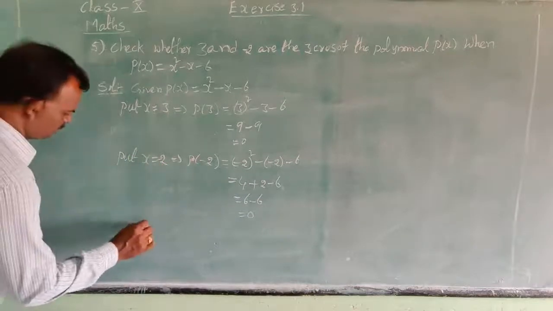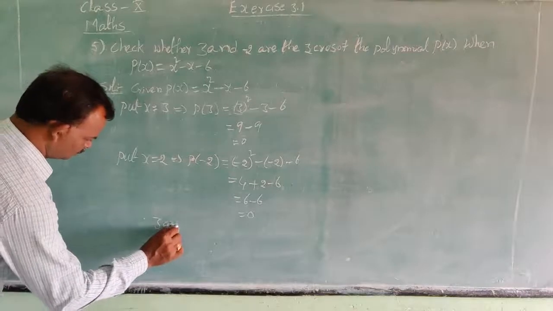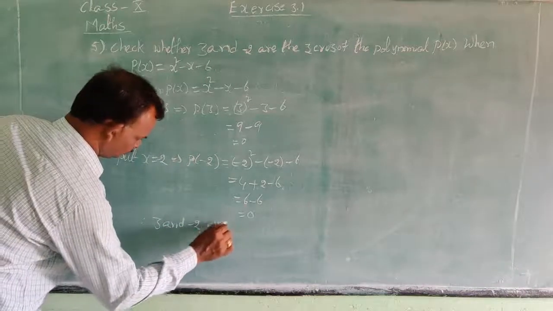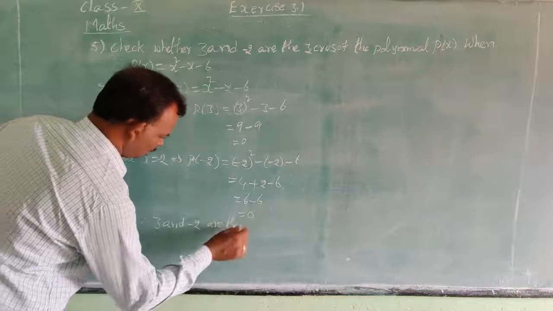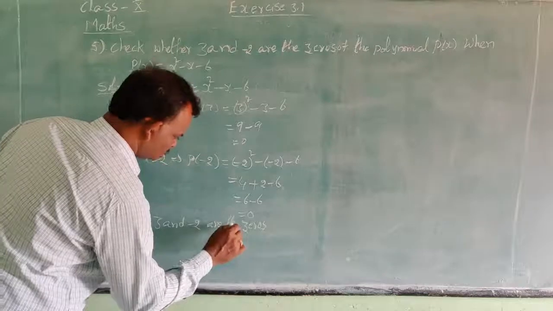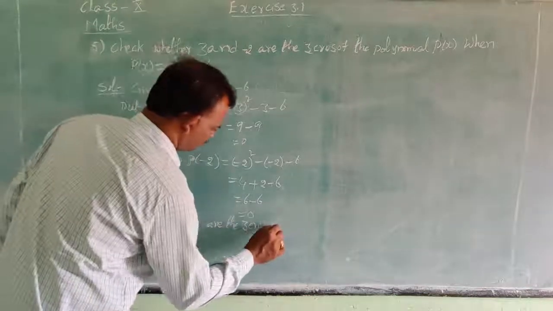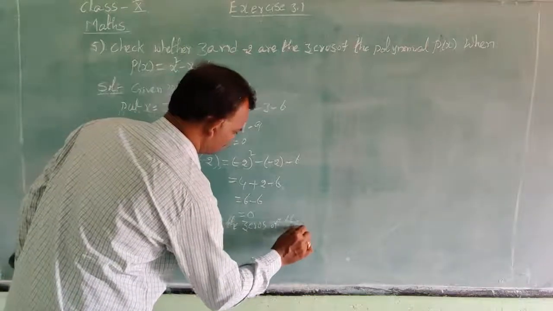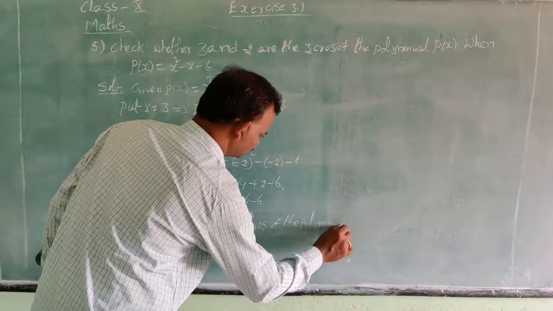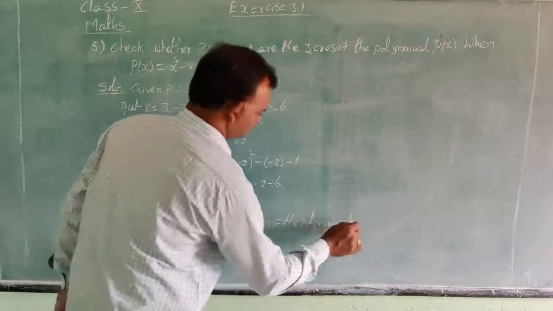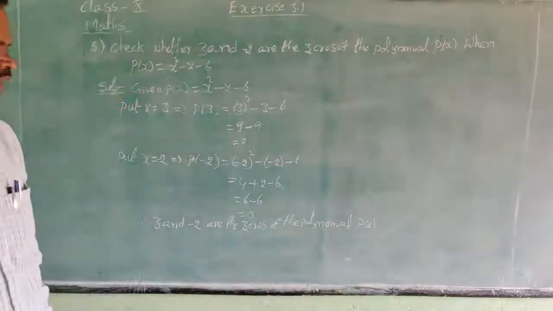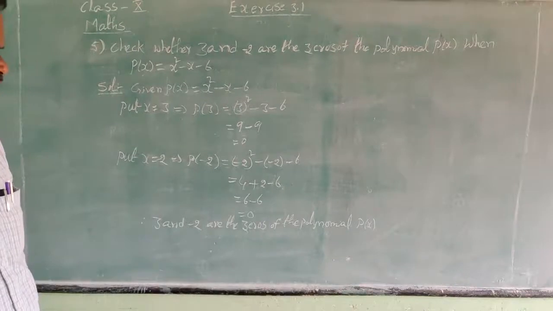Therefore, last step is 3 and minus 2 are the zeros of the polynomial p of x.